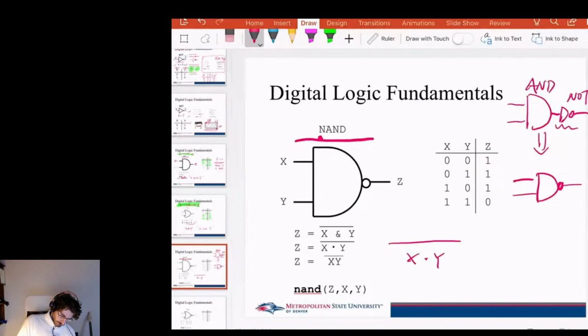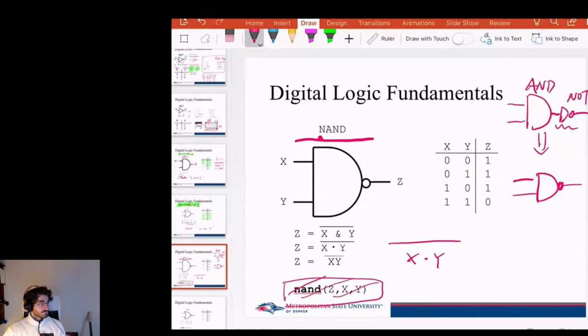This thing is the hardware notation, hardware programming notation. So you can ignore this. This is not required for us. So the Z, of course, equals the NOT of the XY product.